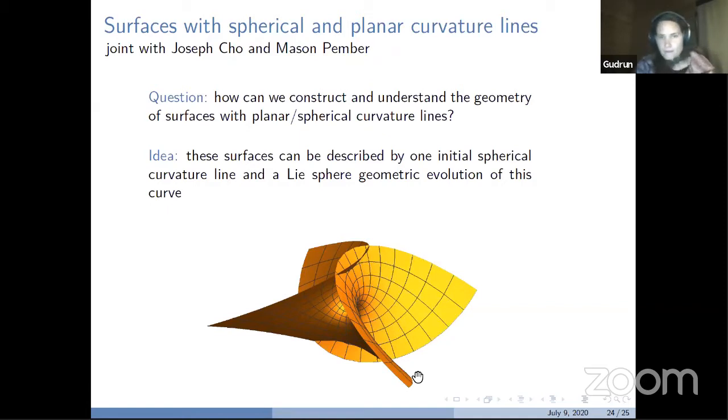curvature lines. And to mention at least once minimal surfaces, there are also minimal surfaces that can be constructed by this method. Maybe you have seen that before, that's an Enneper surface. So there are also minimal surfaces with planar or spherical curvature lines.